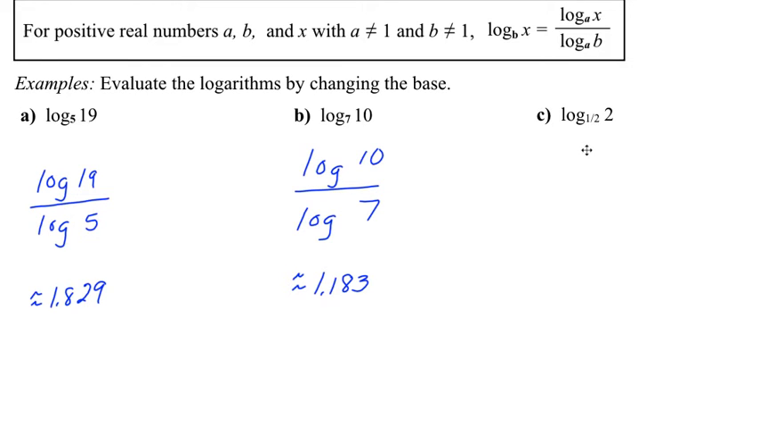Letter C, this one we're going to do the log of 2 divided by the log of 1/2. And the log of 1/2, I would just put that in as 0.5. And on your calculator, you will get a value of -1.